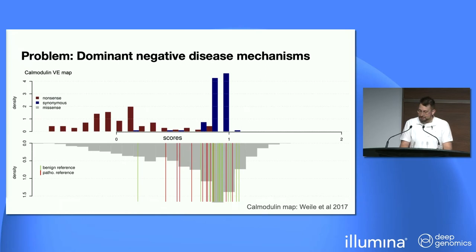Let's jump ahead to another problem. In some genes, we might find that dominant negative variants are kind of the default mechanism of disease. One example of this that I'm showing here is calmodulin. A clear signature of this problem occurring would be visible in the distribution of those benchmark variants again. We can see here that pathogenic variants only show a slight reduction in protein function, while null-like variants might actually still be benign.